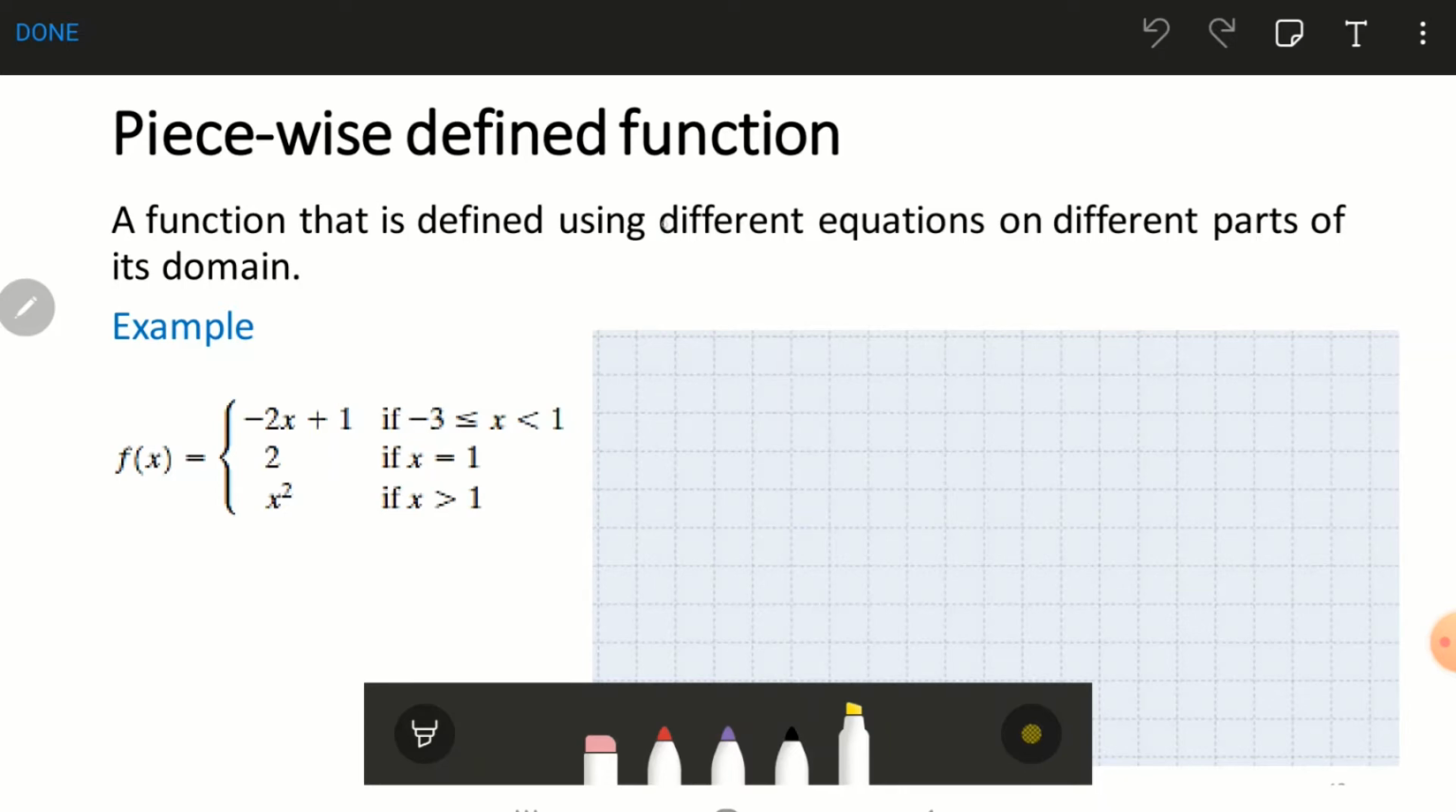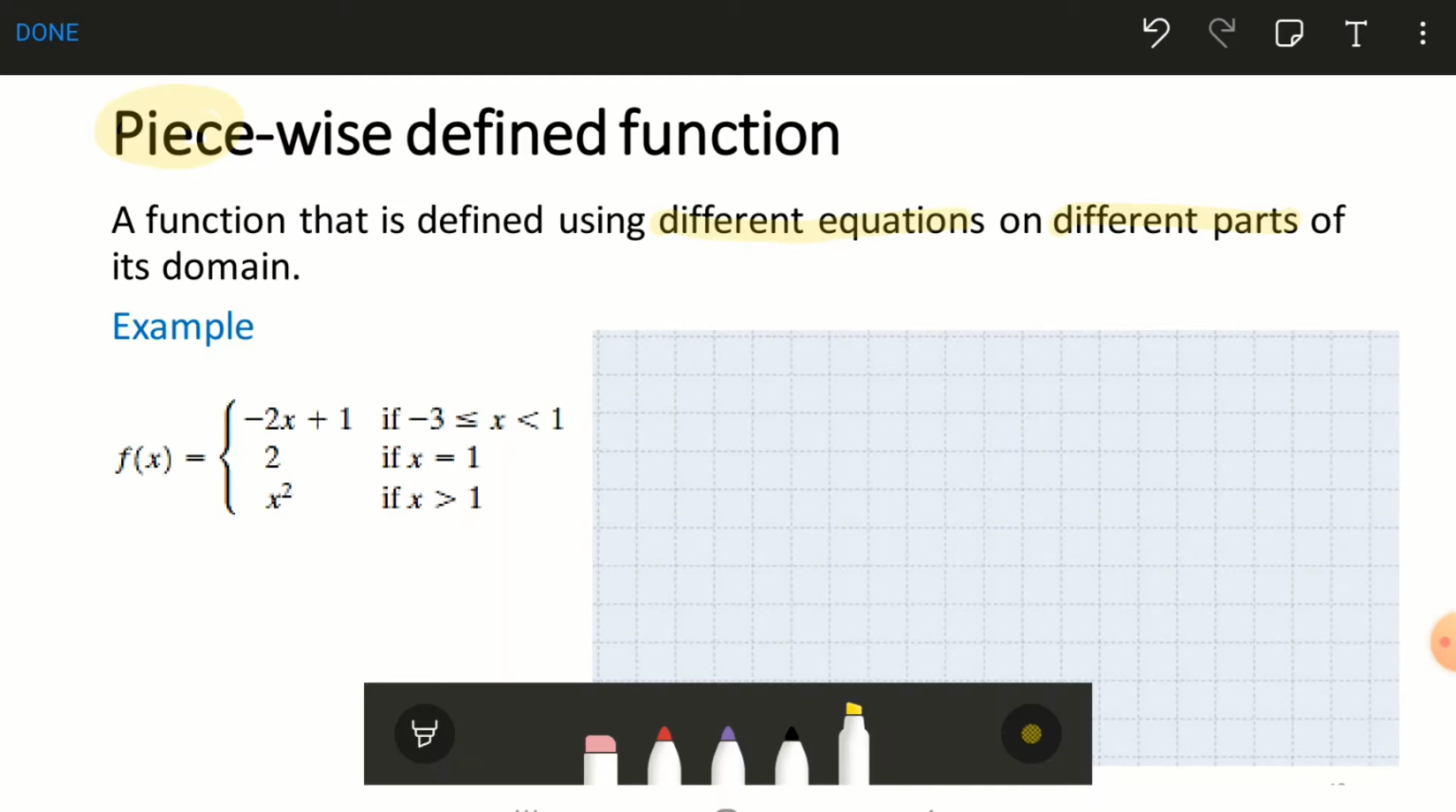What we have learned before is that for all values of x in the domain, one equation defines the function. However, in a piecewise defined function, the domain is separated into several parts, and each part gets a different equation to define it. That's why this function is called piecewise defined, because it is defined piece by piece, part by part.